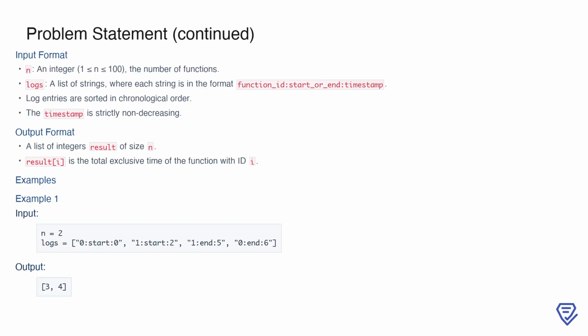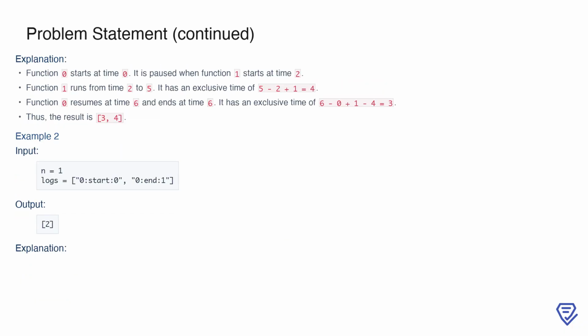For example, in the first example, we are given n equals 2 and logs such as 0:start:0 and 1:start:2. The output, 3, 4, indicates that function 0 has an exclusive time of 3 units, and function 1 has an exclusive time of 4 units. Now let's dive into the explanation of the examples.